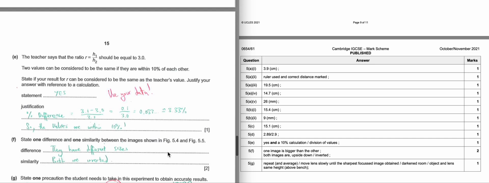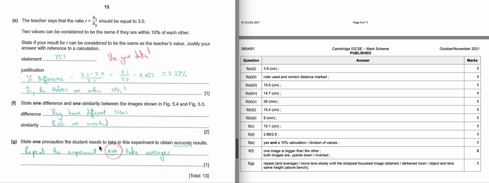We're then asked, finally, to state a precaution which means we can get more accurate results. Now, this is not a safety precaution. This is to do with making sure that our data is accurate. And the best way of doing that, as you'll see, it comes up again and again, is that we should repeat and average the results. So that's always got to come together: repeat the experiment and average.